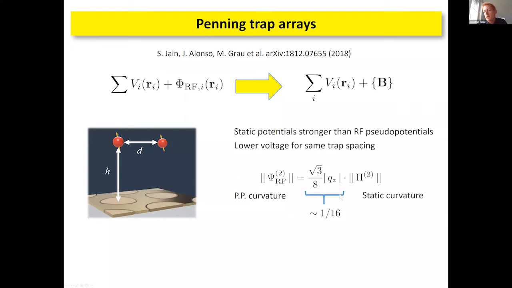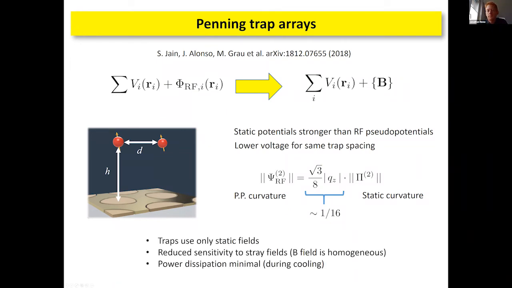For stable trapping, you have to work in a regime where the static curvature you produce is much stronger than the pseudopotential's curvature. Typically around 1 over 16 is that ratio. So what it means is that a Penning trap array of this sort would require lower voltages than what you would require if you had radio frequency traps, primarily because the radio frequency trap has to generate confinement from this radio frequency field, and that's this pseudopotential.